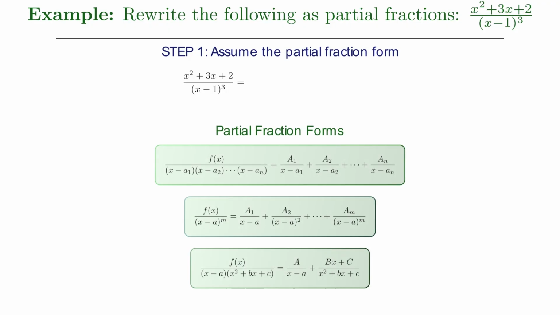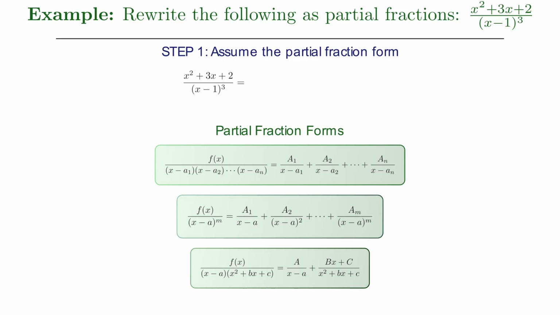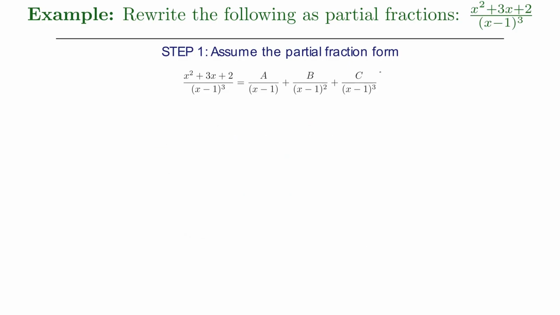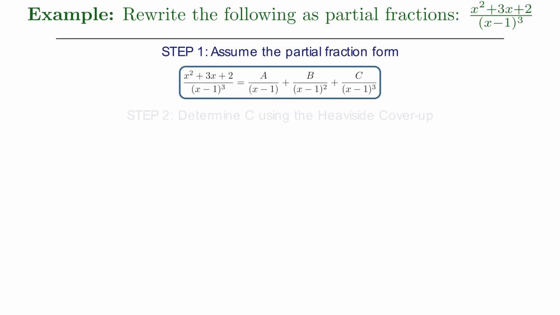So I have to take the x minus 1 cubed and all of its lower powers. This gives me A over x minus 1 plus B over x minus 1 squared plus C over x minus 1 cubed. The next step is to determine the value of C using the cover-up method. C relates to the highest power in the denominator.